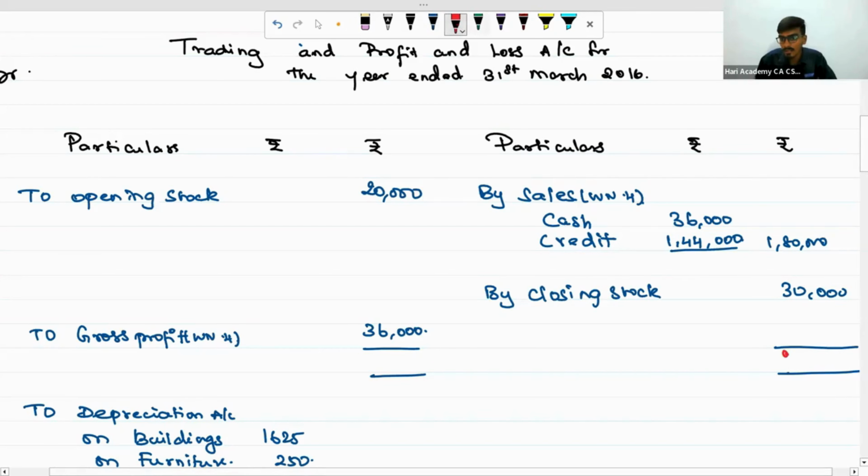What is the credit side total? 2,10,000. From 2,10,000, subtract those two values. 2,10,000 minus 20 thousand minus 30 thousand. You will get what value? Two lakh 10,000.